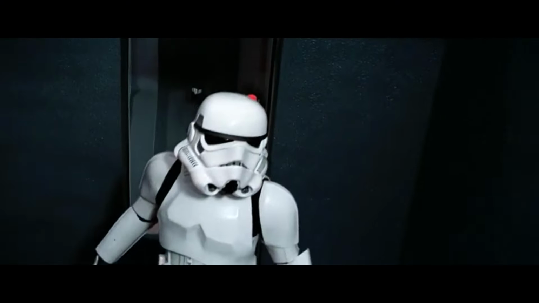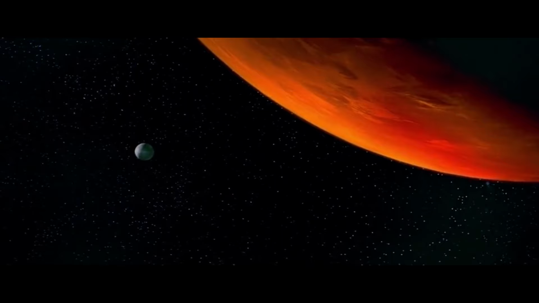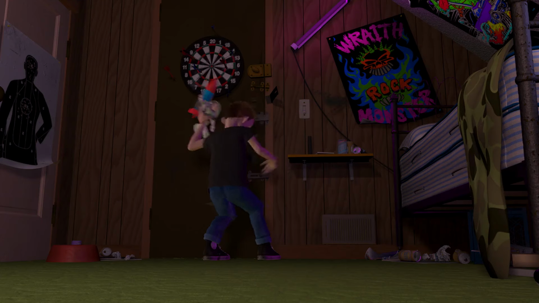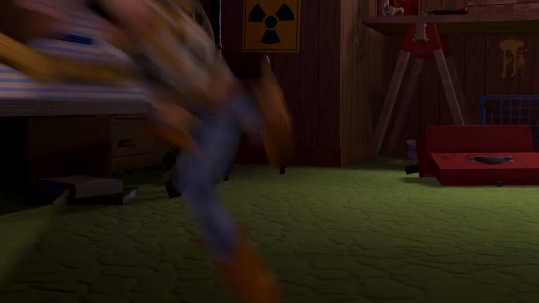Star Wars, will they save the princess? Yes, they save the princess. But now there's a bigger problem of the Empire knows where the rebel base is. Toy Story, will Woody become Andy's favorite toy again? He doesn't care anymore. He's friends with Buzz and he just wants to get home with his friend.